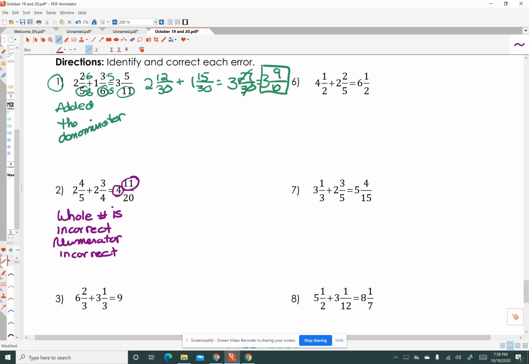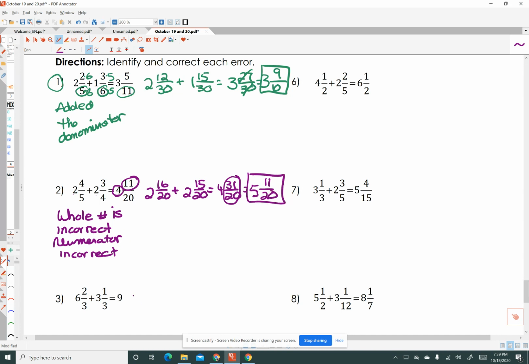So if we have a denominator of 20, that would be 2 and 16/20 plus 2 and 15/20, which would equal 4 and 31/20, which, when we take care of this improper fraction here, would be 5 and 11/20.